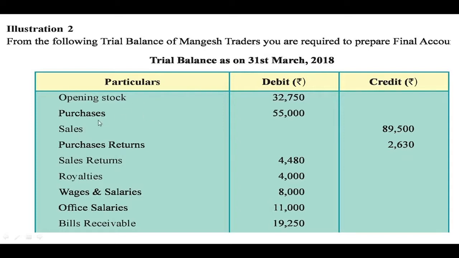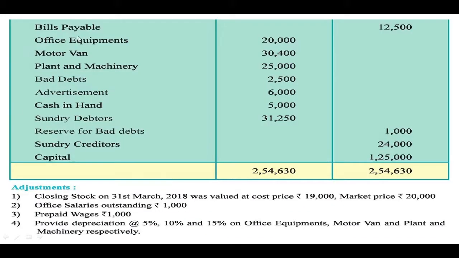Opening stock, purchases, sales, purchase returns, sales return, royalties, wages and salaries, office salaries, bills receivable, bills payable, office equipments, motor van, plant and machinery, bad debts, advertisement, cash in hand, sundry debtors, reserve for bad debts, sundry creditors and capital.